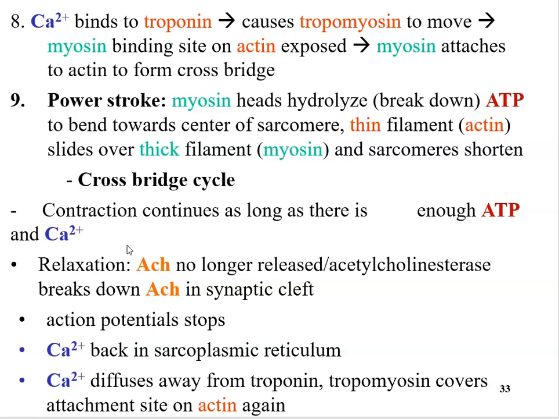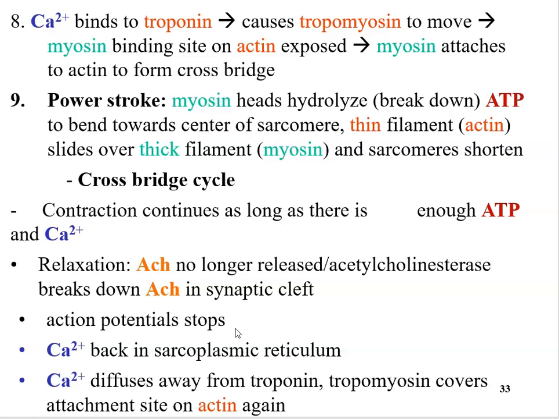When the stimulation ceases, so when we cease to want to contract that muscle and the neuron is no longer stimulating the muscle cell, it'll stop releasing acetylcholine. That enzyme we saw, acetylcholine esterase, will break down the acetylcholine in the cleft, leading to the ceasing of that action potential on the muscle cell.